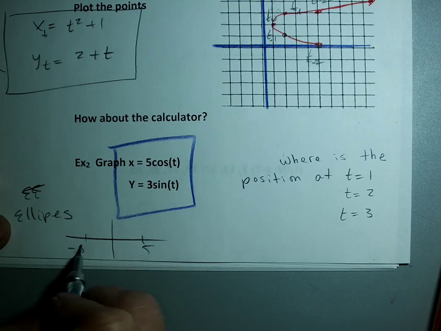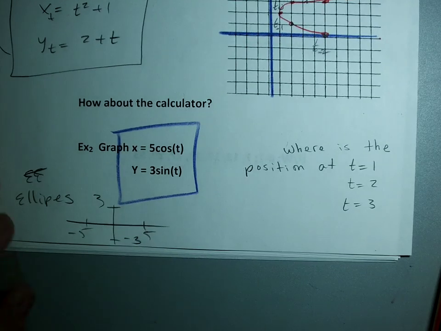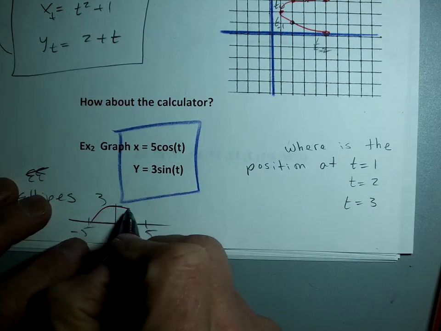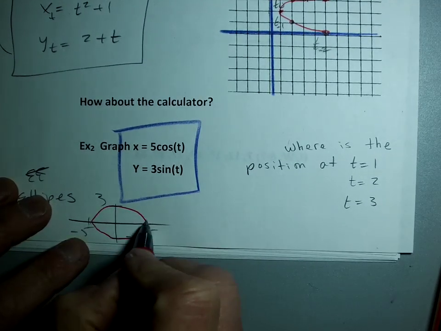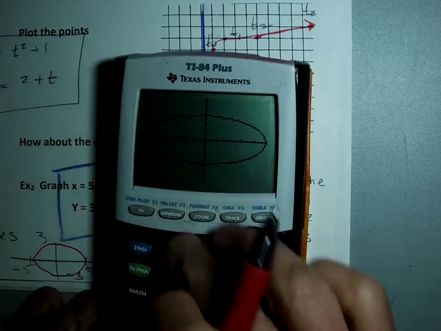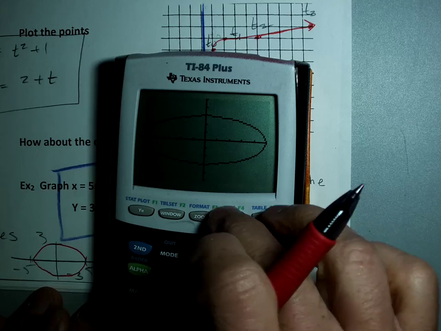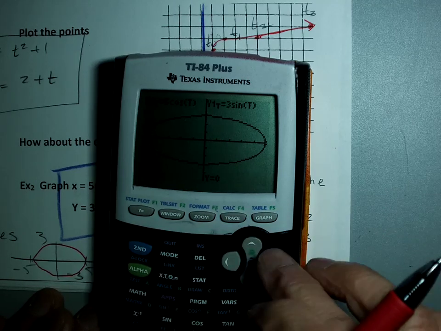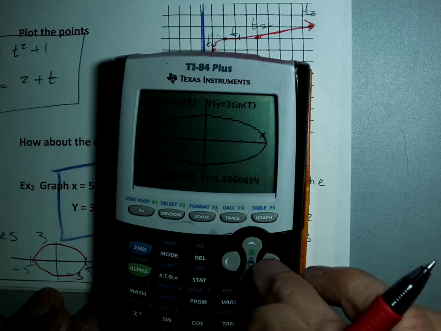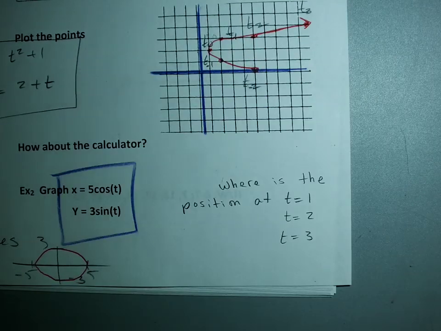5, -5, 3, -3. It turned out to be an ellipse that looked like this. Now, where's the particle? At 1, 2, 3 seconds. So I'd have to go back to my window and I could do my trace. 10, 20, 30, 40, and I can find out where it is at different spots, okay? Now, ready to turn the page?